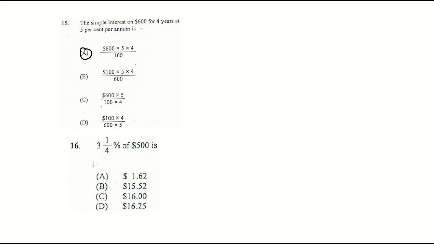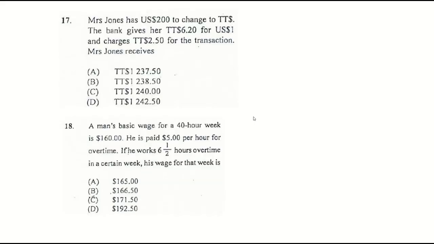This one here, 3.25% of 500, which is 3.25 over 100 multiplied by 500 over 1. Cross out, cross that out. 5 threes are 15. So it would be, but then 5 by 25 is 125. So it would have been $16.25 for D. Right? Then we have number 17.